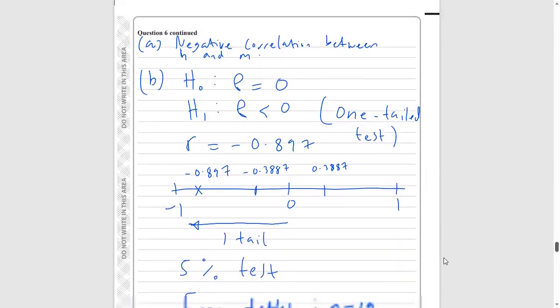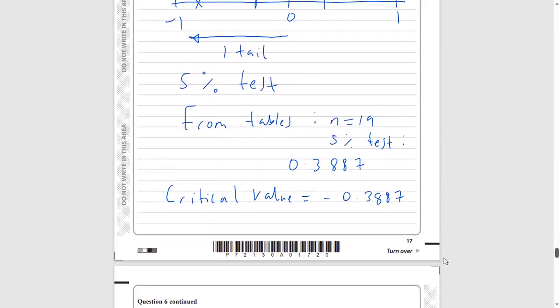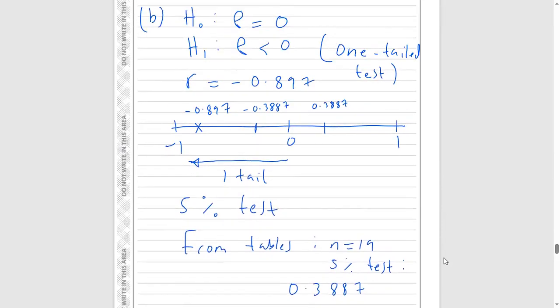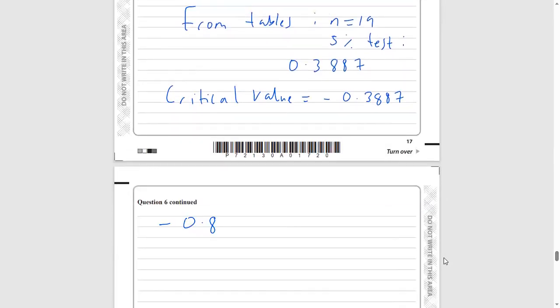So, let's think about this. From our data, we got this number, negative 0.8, I can't even remember the number now, negative 0.897.